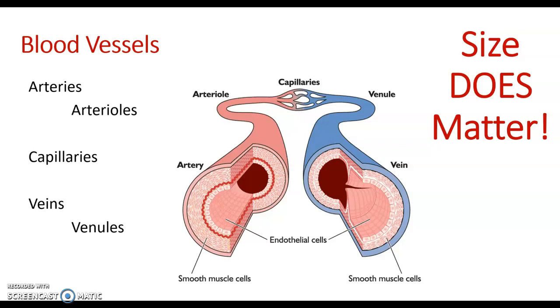Our arteries are the largest vessels that carry blood away from the heart. And as they get further away from the heart, those arteries are going to branch out into slightly smaller vessels called arterioles. And then arterioles lead into even smaller vessels called capillaries. And these capillaries are the smallest kind of vessel that we have, and these are the ones that are responsible for allowing the exchange of materials between the blood and the cells of the body, the tissues of the body.